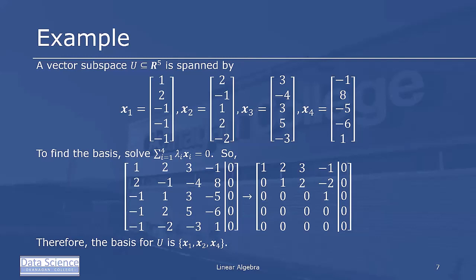When we solve this homogeneous system of equations, we see that columns 1, 2, and 4 are the only pivot columns. That indicates that columns 1, 2, and 4 are linearly independent, and therefore the basis for U is x1, x2, and x4, or essentially that x3 is redundant and is a linear combination of x1, x2, and x4.